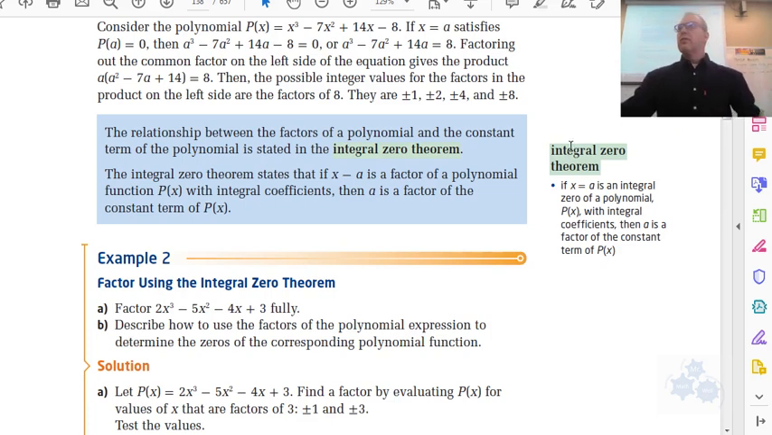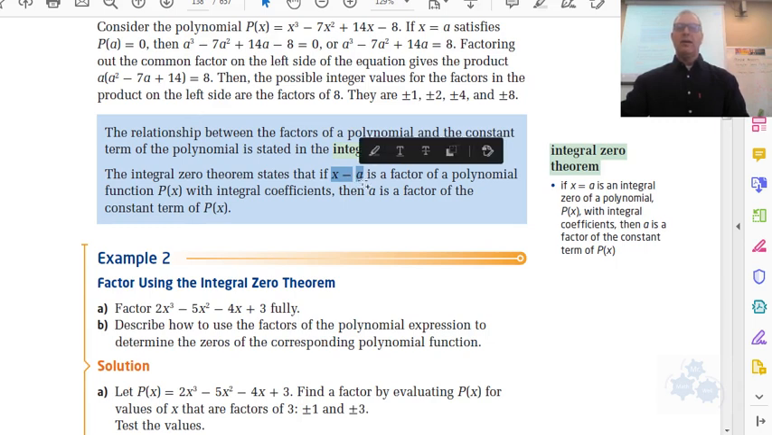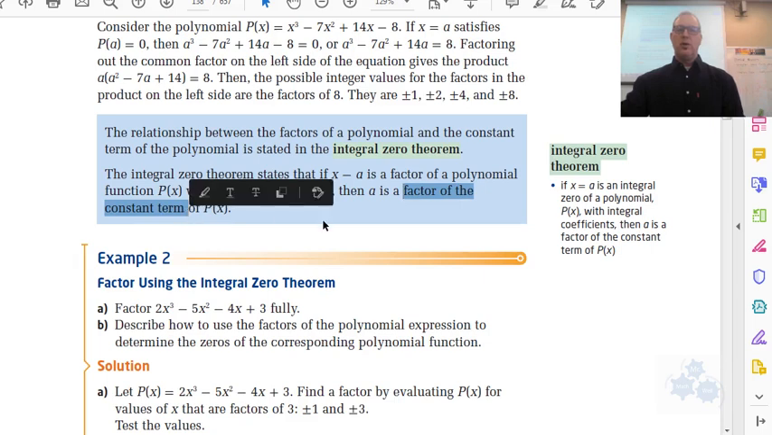But here's a theorem called the integral zero theorem, and this is what it states, okay? You don't have to memorize this, it's pretty intuitive, but the integral zero theorem states that if we have a binomial factor in the form of x minus a for a polynomial, then what you're going to be looking at is this a value here. This a value has to be a factor of the constant term in the polynomial.